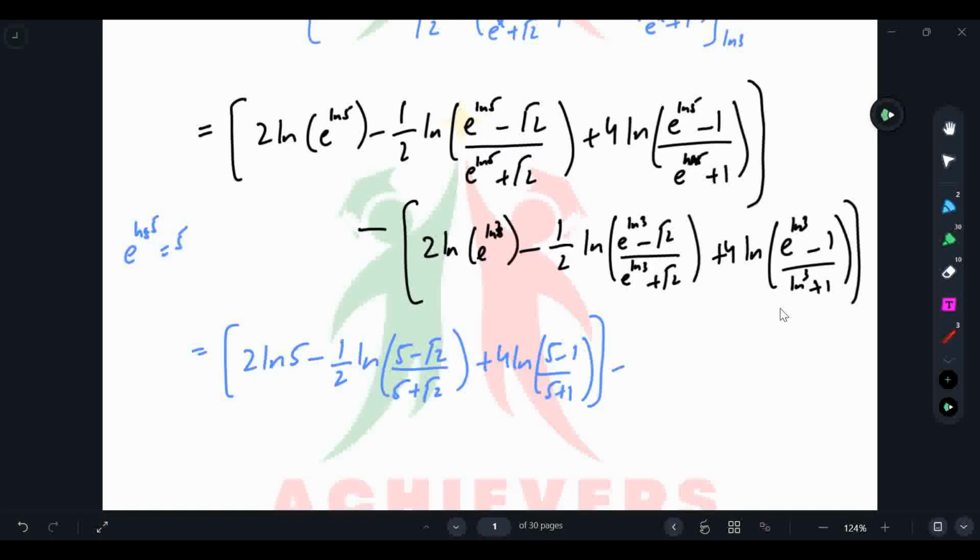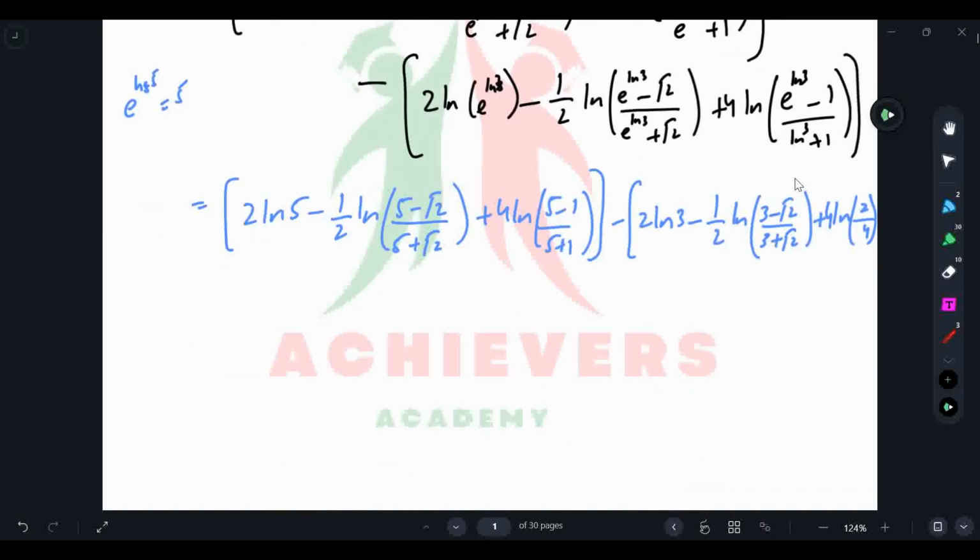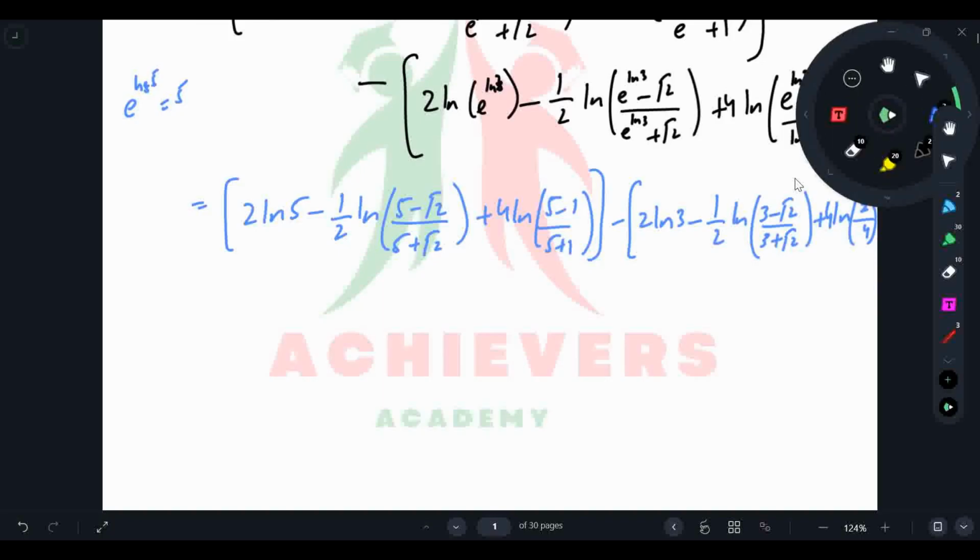This one was the upper limit. Minus lower limit will be 2 natural log of 3 minus 1 by 2 natural log of 3 minus square root of 2 by 3 plus square root of 2, bracket close, plus 4 natural log of 3 minus 1, this 2, and then 3 plus 1, it will be 4. Now we can simplify it further to apply the rules.